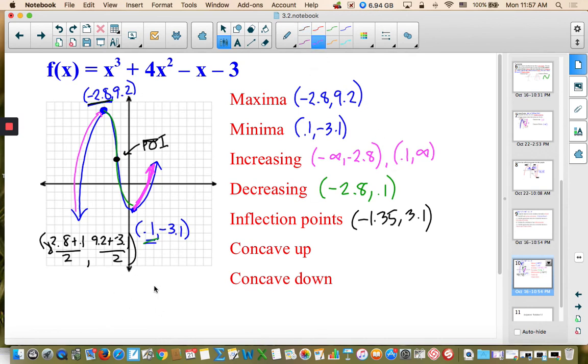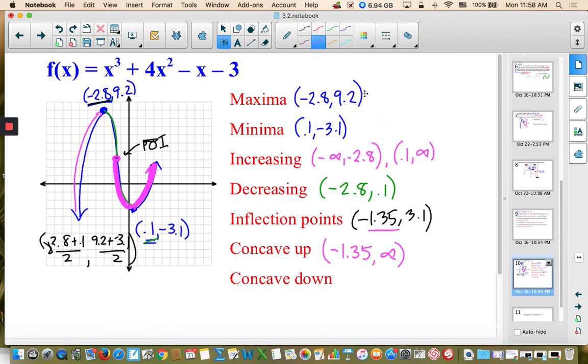So let's look here. Where is the graph concave up? The graph is concave up right here. This piece right here would be concave up. So that's from this x value, which is the point of inflection, which we found out over here is negative 1.35 to infinity. So that's from negative 1.35 to infinity. Sorry for the weird one. This board is not liking me today.